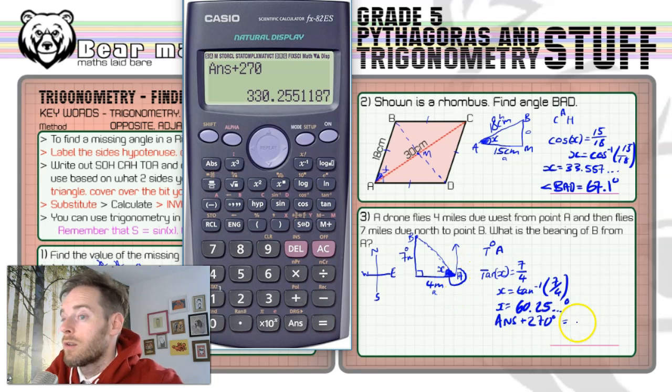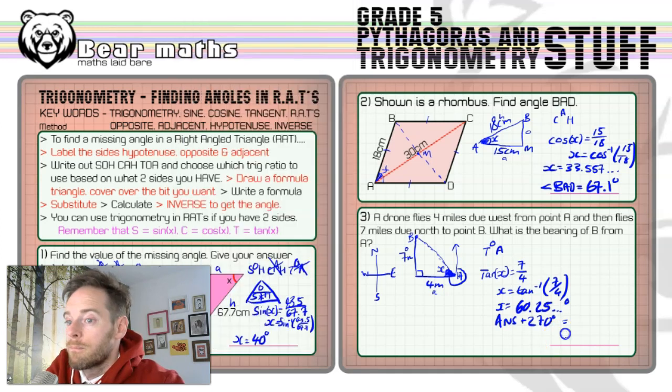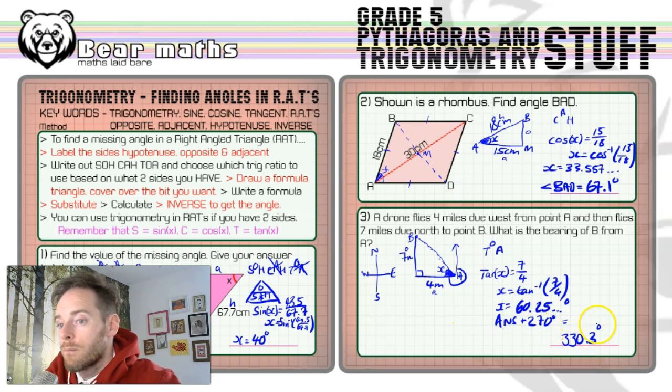So 330.25. Let's just say it's 330.3 degrees, so 330.3 degrees will be our answer. Well, 3 digits. Let's just knock that 0.3 off the end, because that's a bearing. 330 degrees, and that'll do. That's it. What's the bearing of B from A? Done it. We've gone from A all the way round to B, had to work out that missing bit of angle there, and add it onto the 270 to 3/4 of the way round.